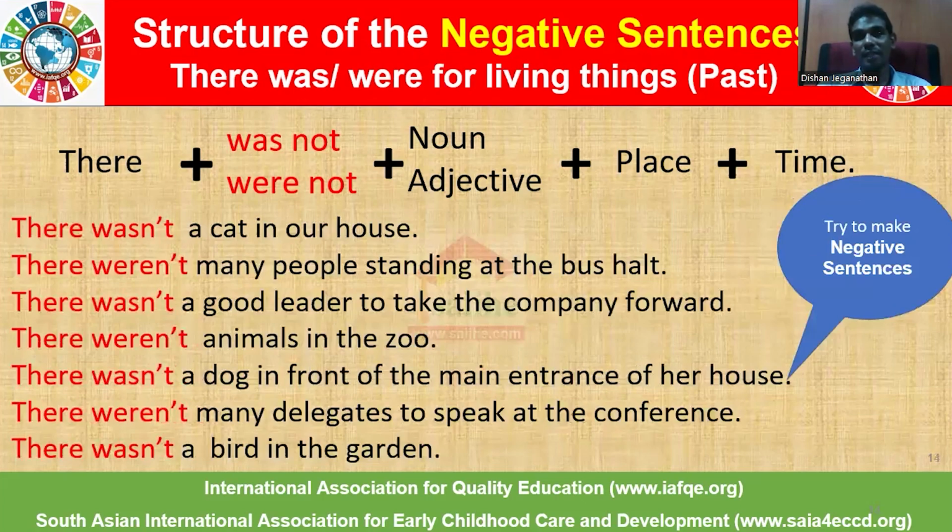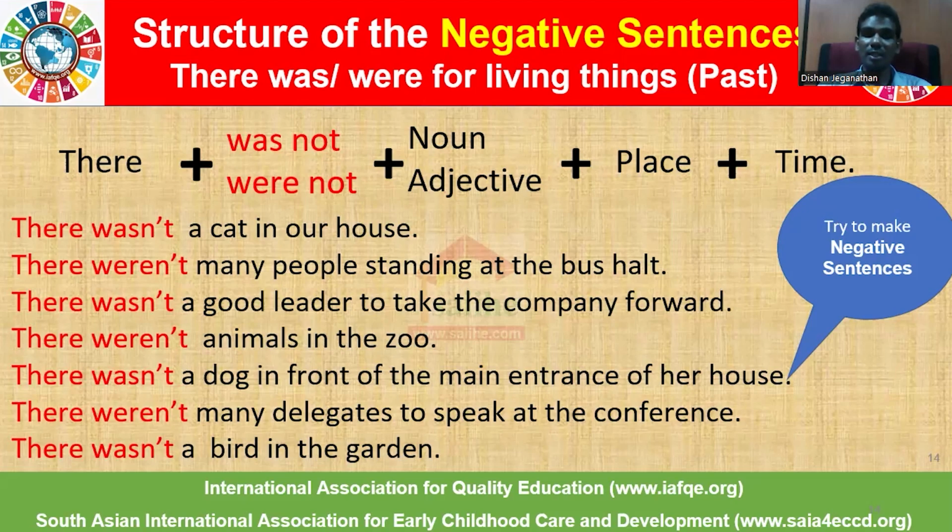Let's move on to negative sentences for living things. So the structure remains the same, and we will be using the contracted form for was not or were not, which will be wasn't or weren't. There wasn't a cat in our house. There weren't many people standing at the bus halt. There wasn't a good leader to take the company forward. There weren't animals in the zoo.